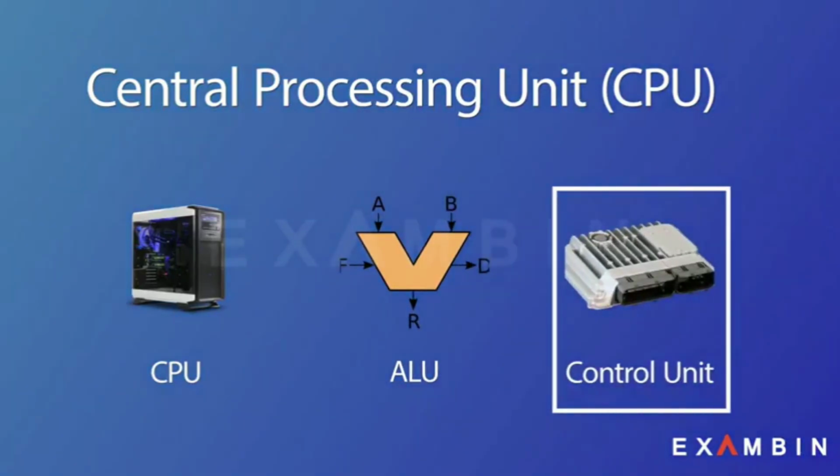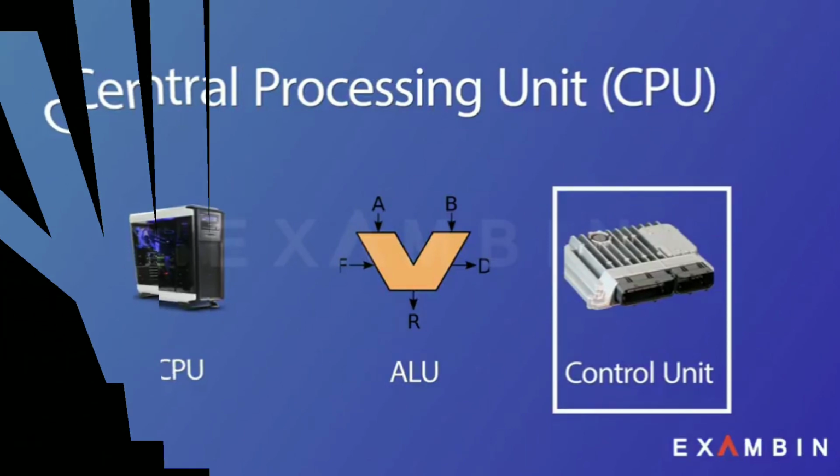Next we'll see about the control unit. The control unit directs and controls the activities of the internal and external devices. It interprets the instructions fed into the computer, determines what data, if any, are needed, where it is stored, where to store the result of operation, and sends control signals to the devices involved in the execution of the instruction.